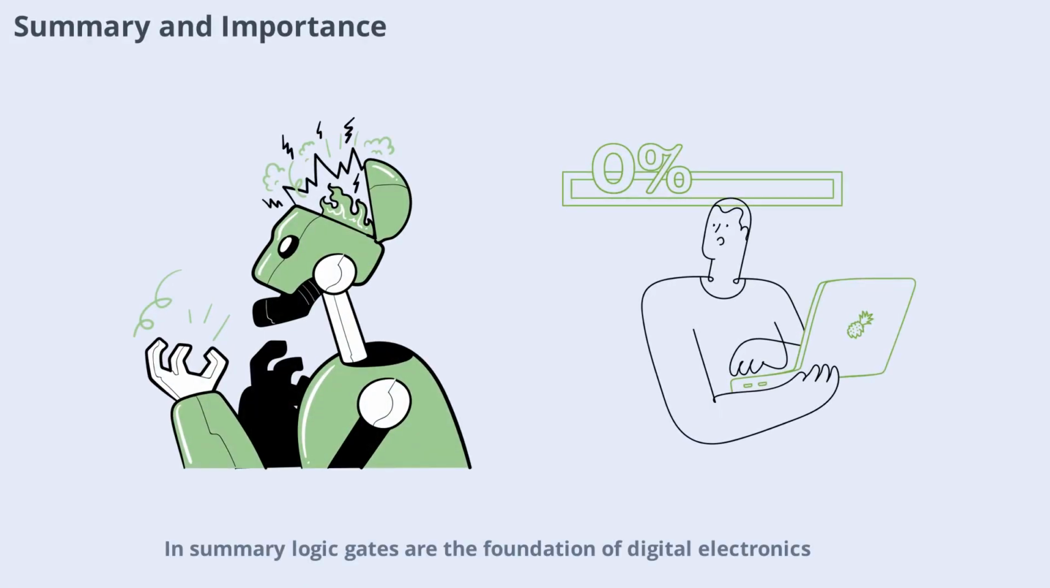Summary: logic gates are the foundation of digital electronics, enabling devices to process information, make decisions, and automate tasks. From simple circuits to advanced computers, logic gates are everywhere in modern technology. By understanding how they work, you gain valuable insight into the inner workings of the digital world. Whether you're interested in engineering, computing, or everyday technology, logic gates are a key concept worth mastering.